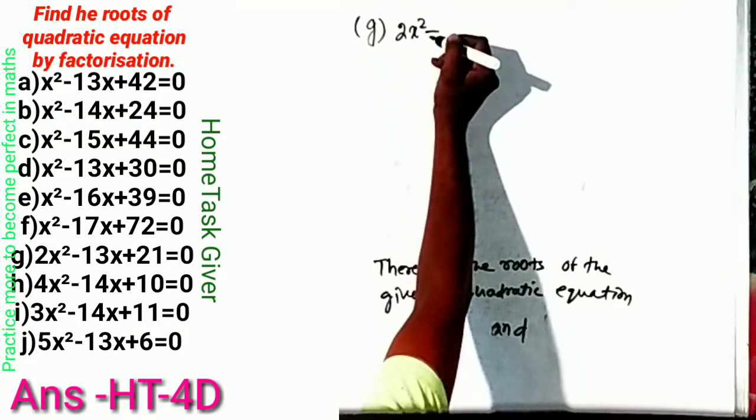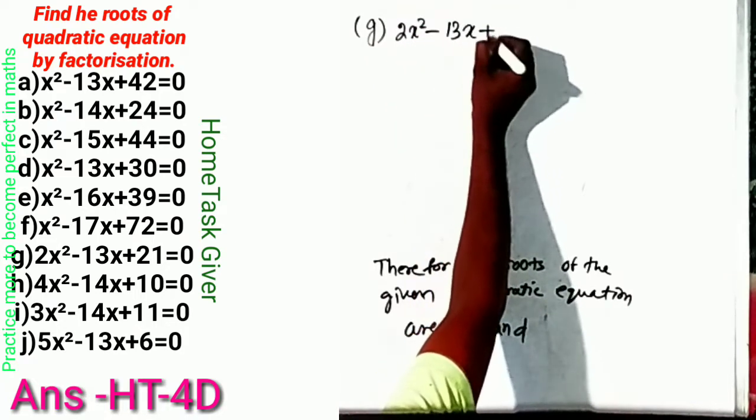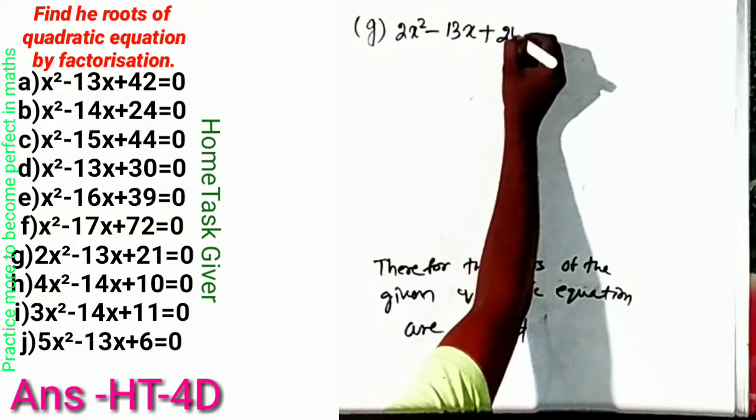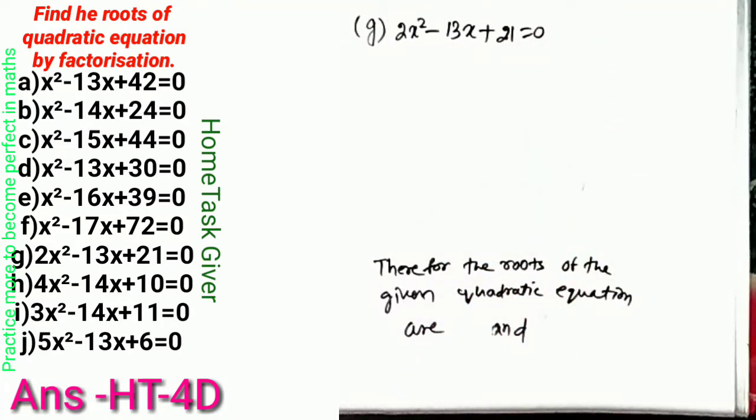2x square minus 13x plus 21 equal to 0. Here the coefficient of x square is 2 and the constant is 21. So 2 into 21, 42. Factorize it: 1 and 42, 2 and 21, 3 and 14, 6 and 7. We have to split 13 so that product is 42 and sum is 13. So these are the two terms, 6 and 7.